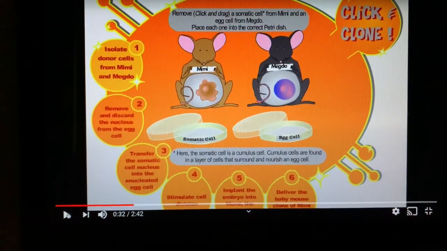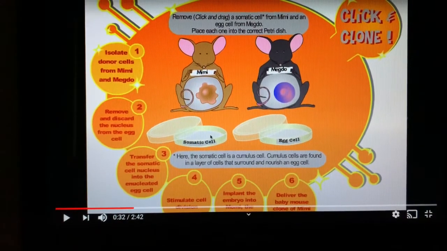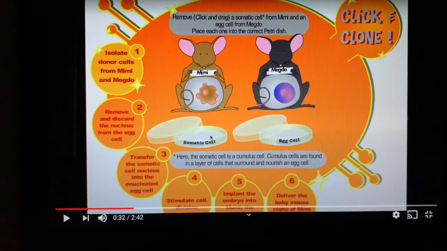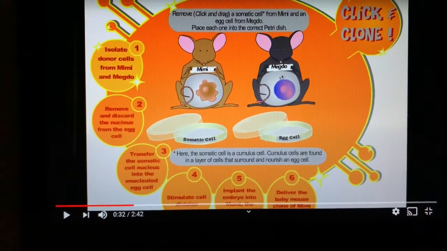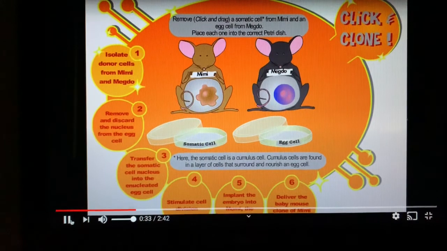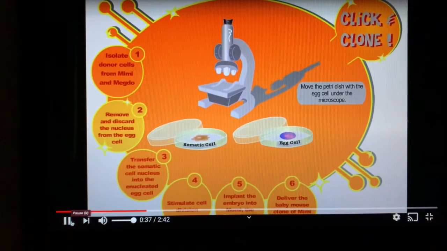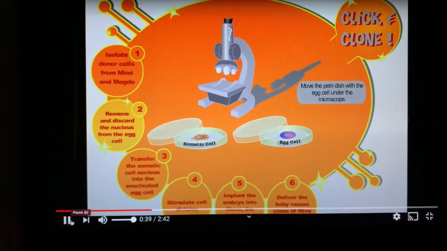All right. So the first thing that you're going to have to do is take the body cell from Mimi and put it in here. They call that a somatic cell. And this is Megdo, the egg donor. You're going to remove her egg and put it in the Petri dish. So let's see if they do that for you. So you see the body cell. Then we're going to put both cells under the microscope.